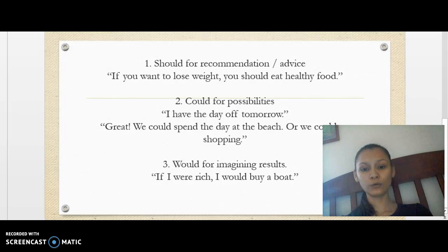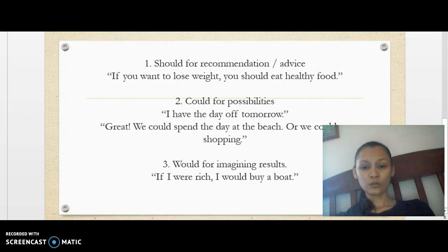The second example, could. We use could for possibilities. One example is: I had the day off tomorrow. Great, we could spend the day at the beach, or we could go shopping.